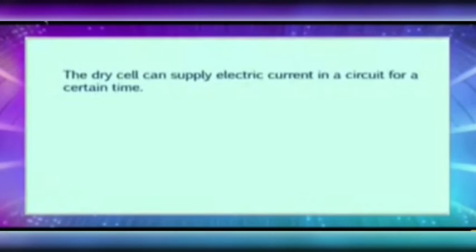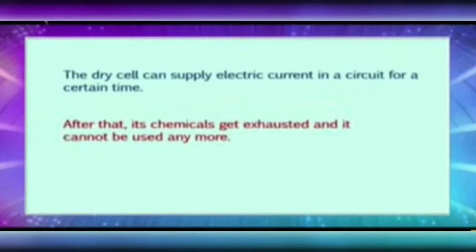The dry cell can supply electric current in a circuit for a certain time. After that, its chemicals get exhausted and it cannot be used anymore.